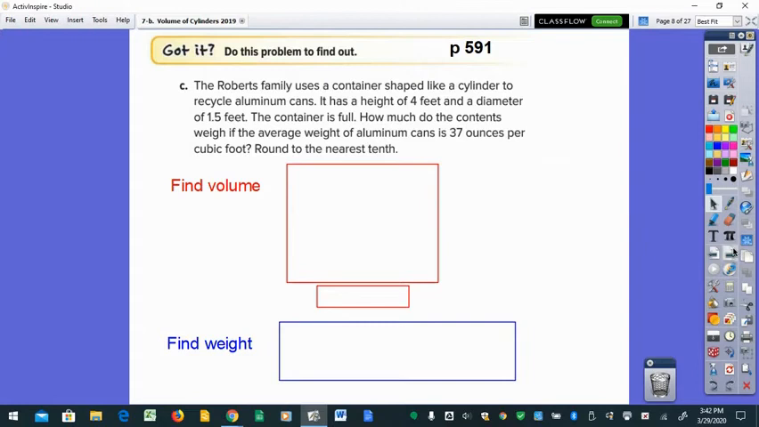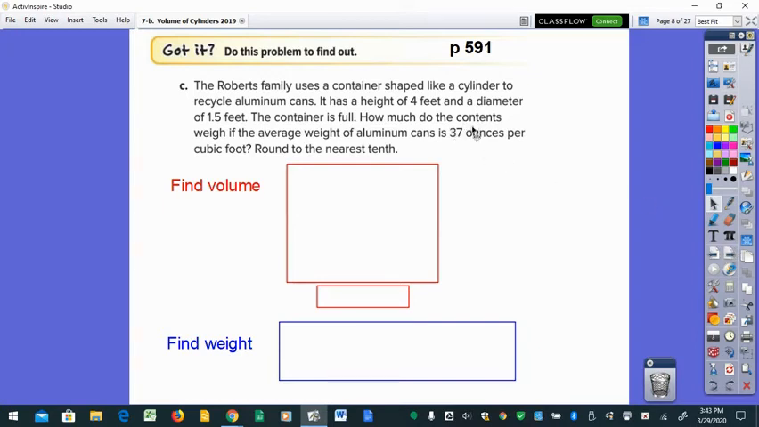So let's just try one of those together. The Roberts family uses a container shaped like a cylinder to recycle aluminum cans. It has a height of 4 feet and a diameter of 1.5 feet. The container is full. How much do the contents weigh if the average weight of aluminum cans is 37 ounces per cubic foot? Round to the nearest tenth.